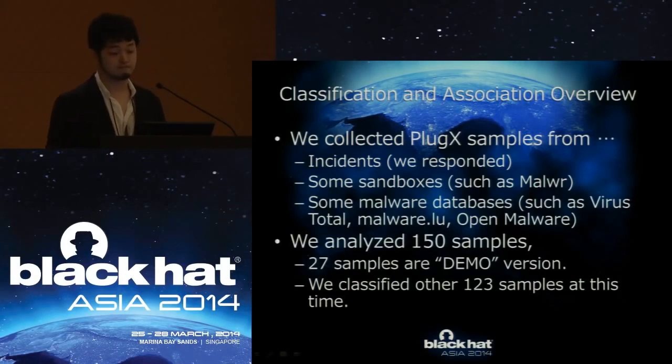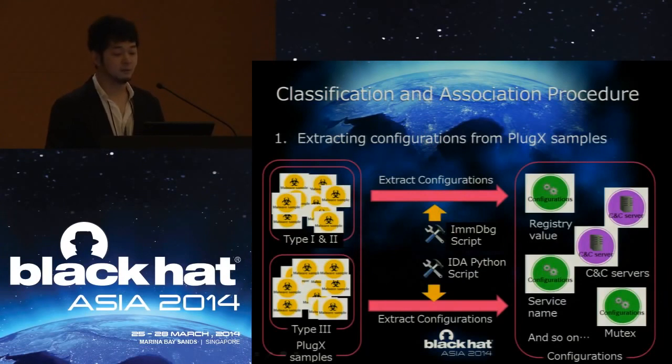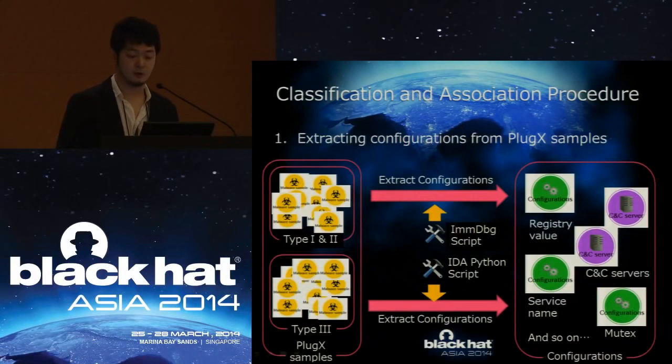How did we do that? We have 3 steps for the PlugX classification and association procedure. Step 1, we extracted configurations from PlugX samples with the scripts we mentioned earlier. We used the Immunity Debugger script for type 1 and 2 of PlugX. For type 3, we used the IDA Python script. Then we extracted much useful information from all PlugX types, like this.